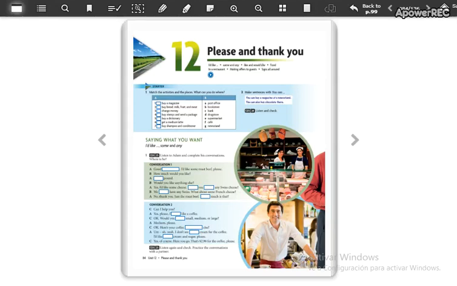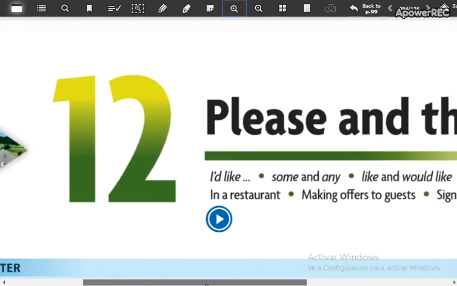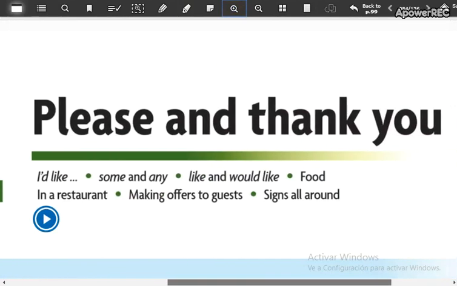Now we are going to continue with your books. So please open your books to page number 84. Here we have unit 12, page number 84. This page, they say please and thank you. I'd like some and any, like and would like.